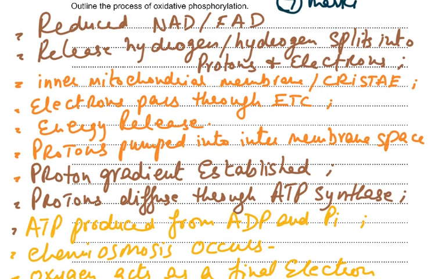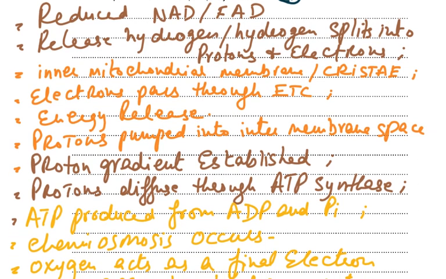So reduced NAD and FAD, where have they come from? They've come from glycolysis, they've come from the link reaction, they've come from the Krebs cycle. Now, as they come here to the ETC, they release their hydrogen, and the hydrogen splits into a proton and electron. Now, where is this happening? On the inner mitochondrial membrane or the cristae? Then the electrons pass through the electron transport chain. They pass from one carrier to the next, and a little bit of energy is released in this process, which of course helps in pumping the protons into the intermembrane space.